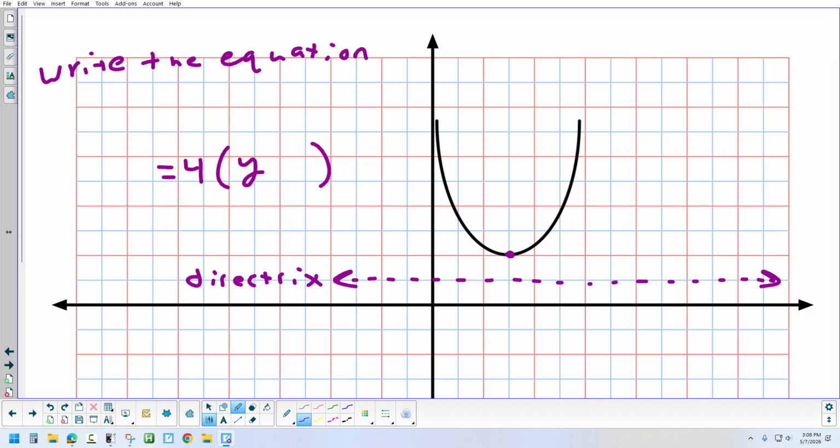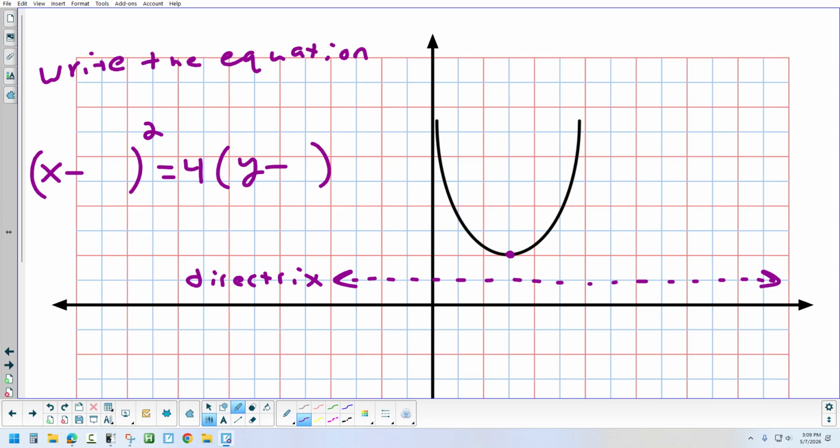Now, how about on the left-hand side? What letter goes on that side? X. And is that letter squared? Yes. Now, they're both going to be a minus. And we have to figure out the coordinates of our vertex. Okay. What would be the coordinates of the vertex in that parabola?